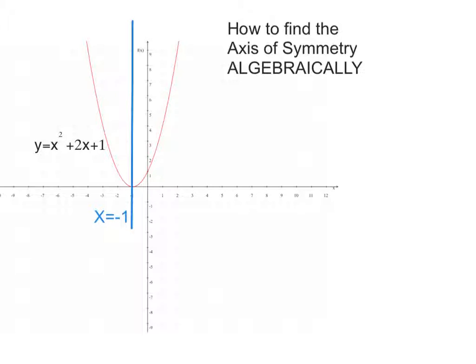So far, you already know how to find it looking at the graph. It's the vertical line that cuts the parabola in half and passes through the vertex. And the equation is just the number on the x-axis that it passes through. So here it's -1. But we have to answer the question, how do we find the axis of symmetry without the graph, doing it algebraically?